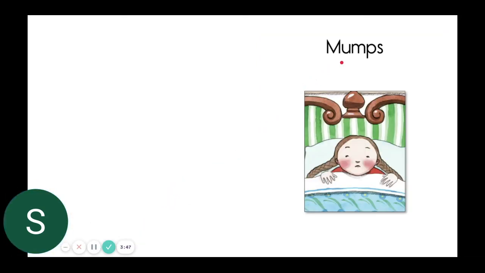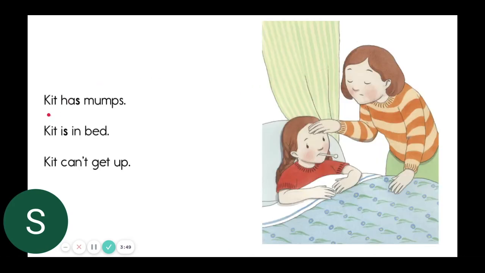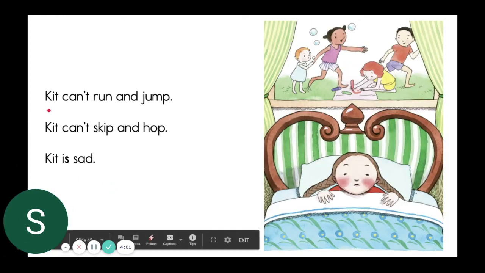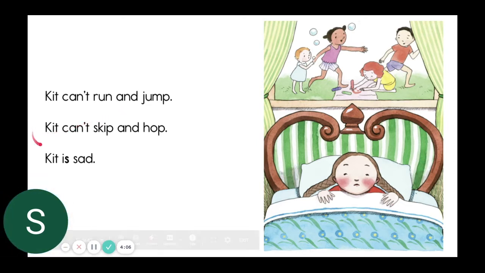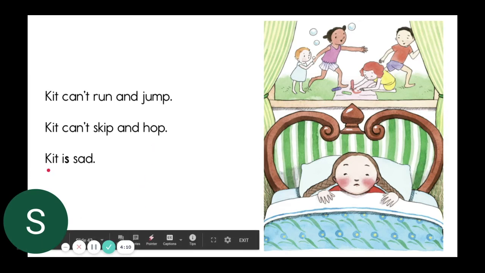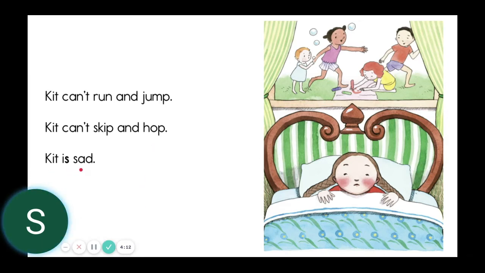Mumps. Kit has mumps. Kit is in bed. Kit can't get up. Kit can't run and jump. Kit can't skip and hop. Kit is sad.